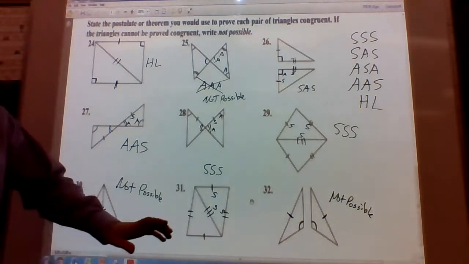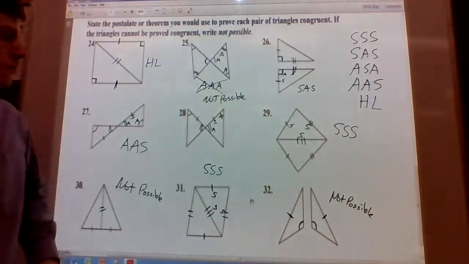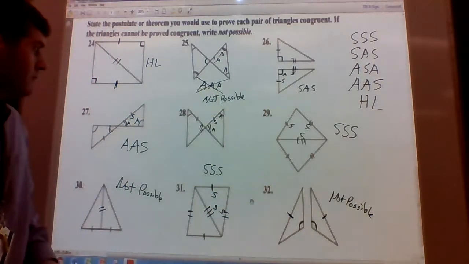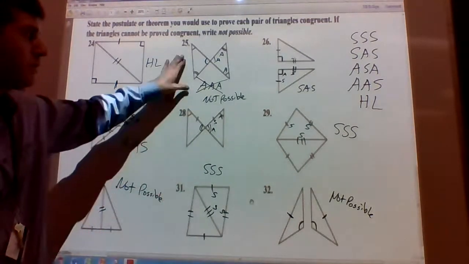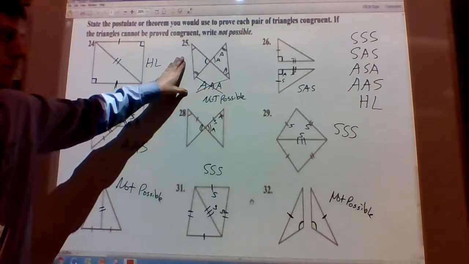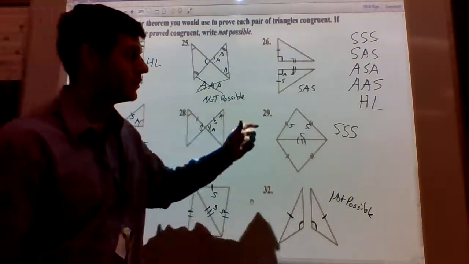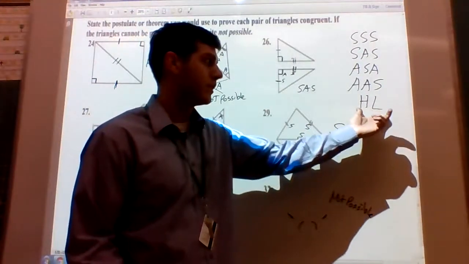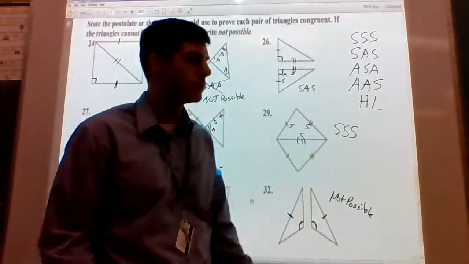So the two ways it's not going to be one of these is if it's angle, angle, angle, or angle, side, side. If we have angle, angle, angle, or angle, side, side, we know it's not going to work unless the angle, side, side has a right angle. Then instead of using angle, side, side, we're going to use hypotenuse-leg, because hypotenuse-leg will work. It will tell us that we have congruent triangles.